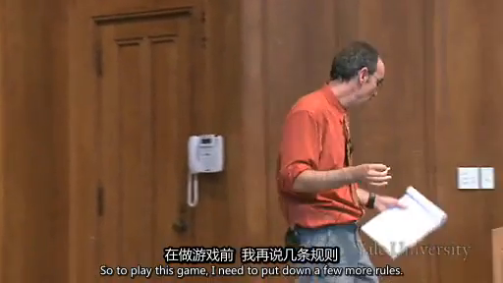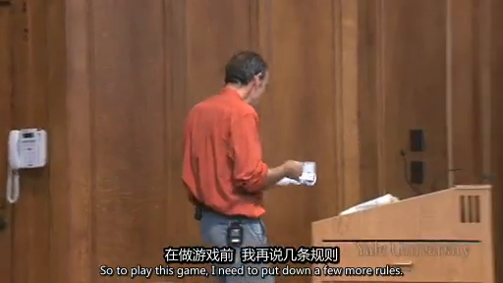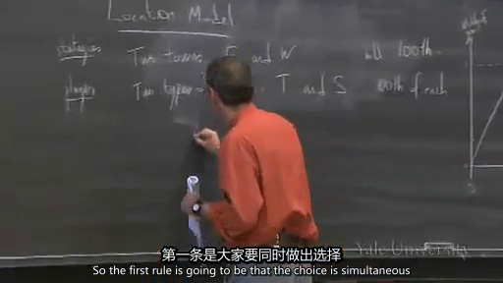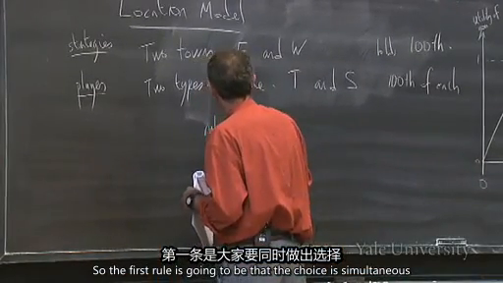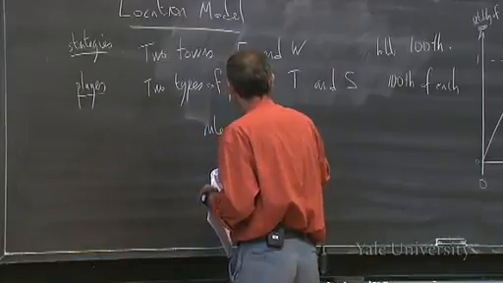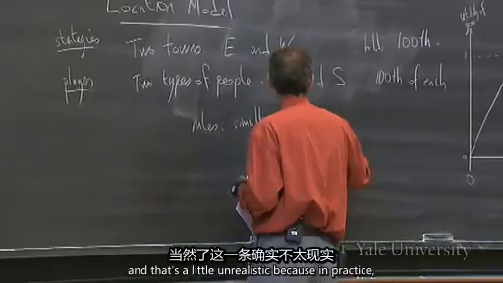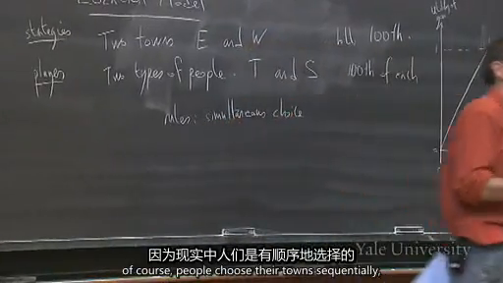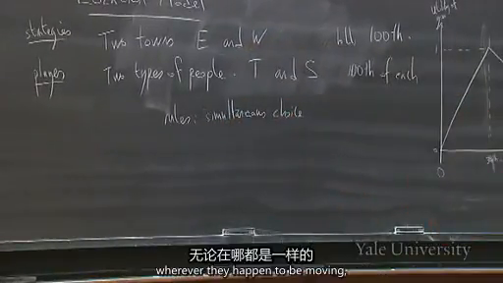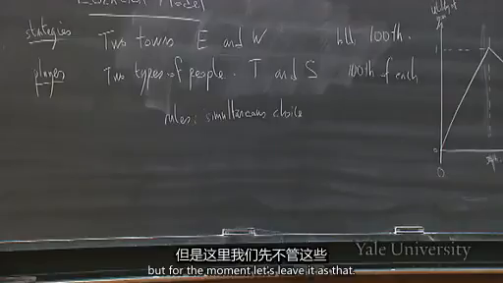All right, so to play this game, I need to put down a few more rules. The first rule is that the choice is simultaneous. And that's a little unrealistic, because in practice, of course, people choose their towns sequentially whenever they happen to be moving. But for the moment, let's leave it as that.